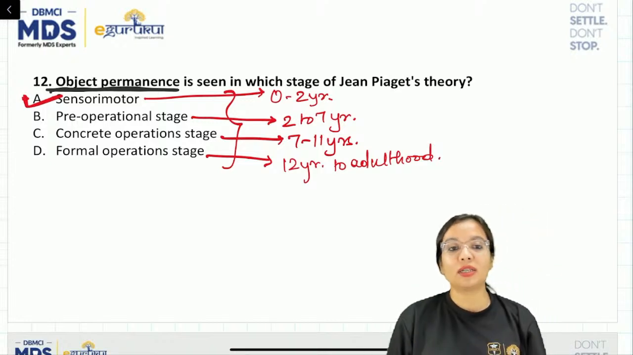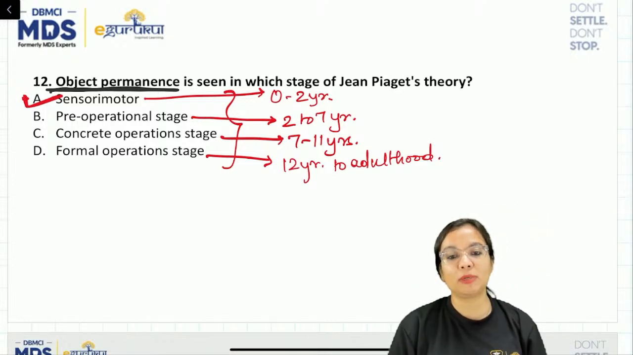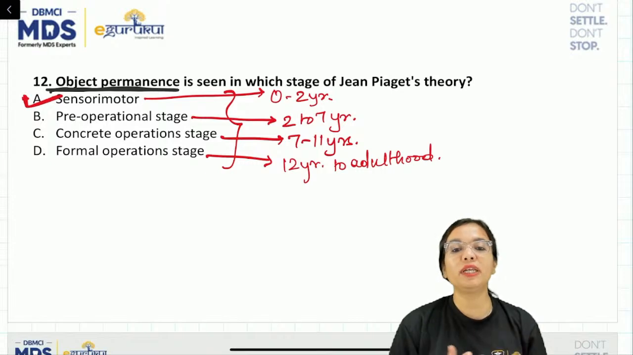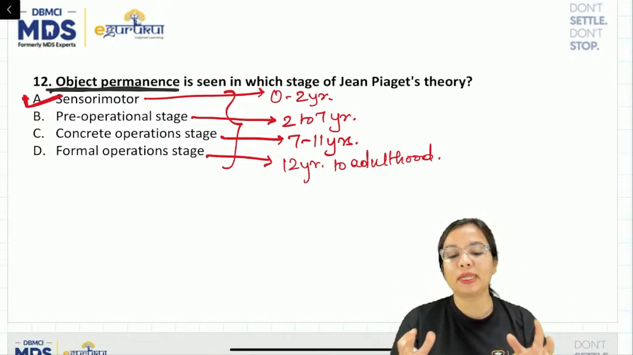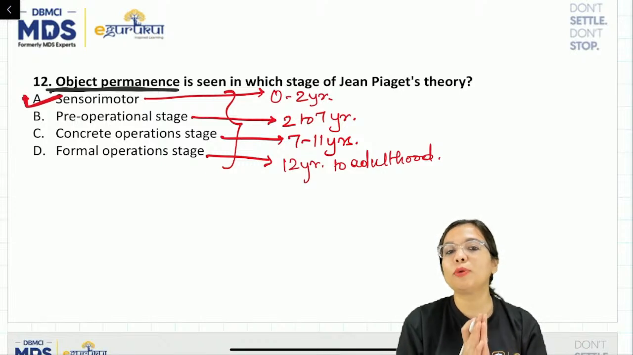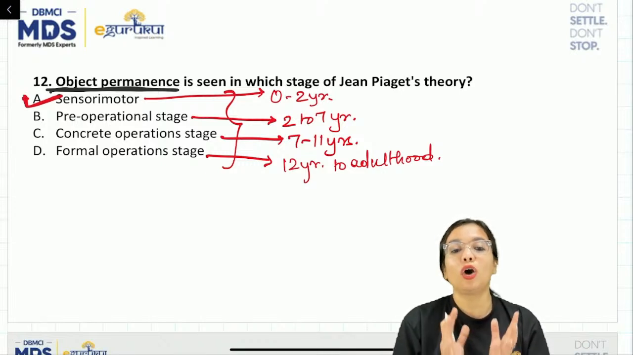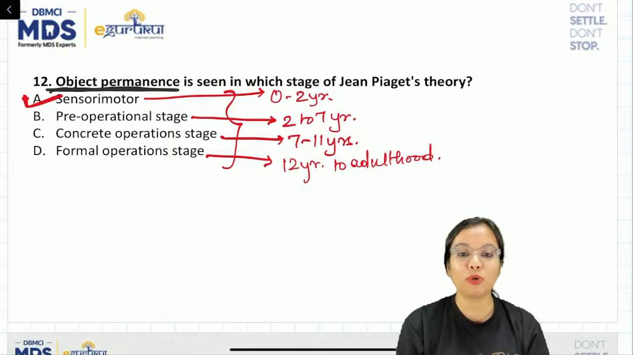So these are the stages that were given by Jean Piaget, and how differently the mental development happens in these stages has been beautifully told in the theory. Go through the theory. The object permanence specifically develops in the sensory motor stage. Do not get confused between the sensory motor and the pre-operational stage. The answer is A, sensory motor.